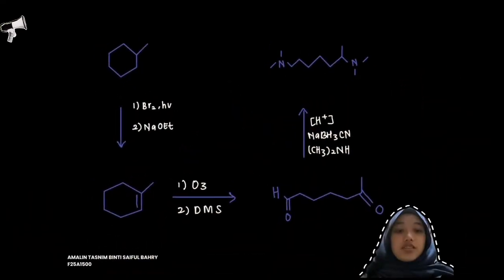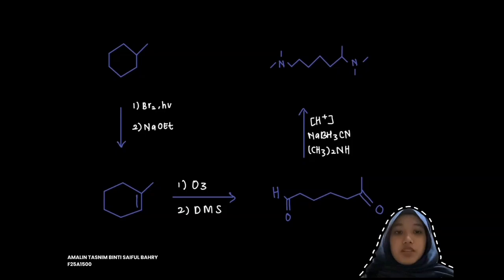Propose an efficient synthesis for the following transformation. The key strategy is to make an alkene, cleave it open, then do reductive amination twice. First, we introduce a leaving group using Br2 and light. This starts radical bromination at the most stable position. Then we add sodium hydroxide, which performs an E2 elimination, giving a methyl-substituted cyclohexene.